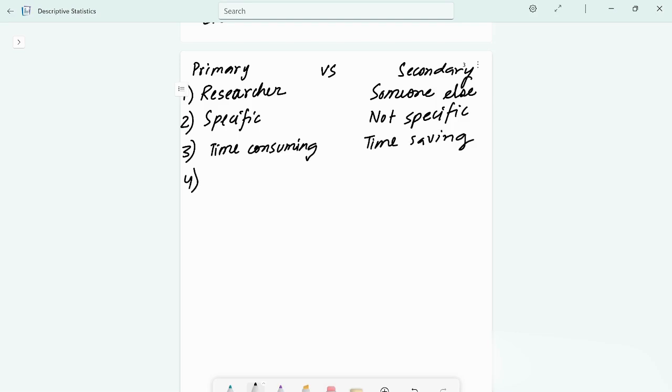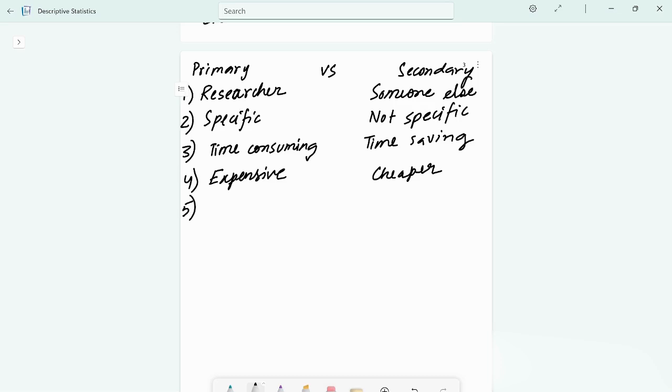The next basis will be cost. For primary data, it is generally expensive because you need to do all the work, right? But in secondary data, it is usually cheaper. You get it from online or from books, like that. The next basis of distinction is accuracy.